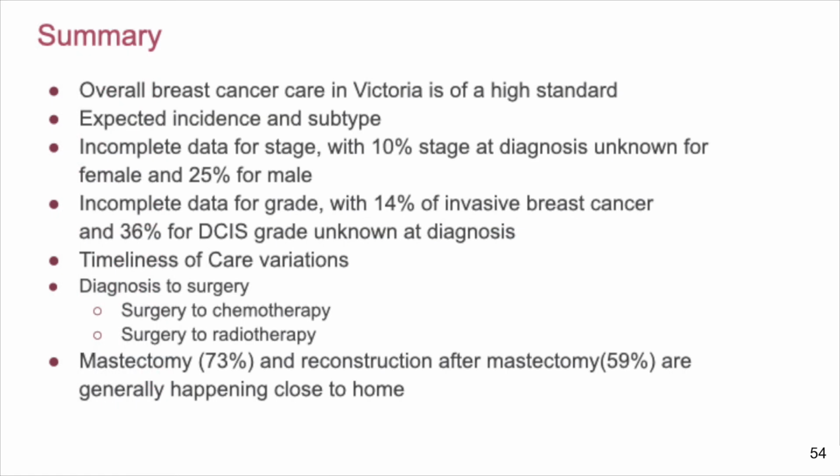So we're at the summary slides. I think we feel that the incidence data, the subtype data, is fairly consistent with what would be expected at a national level. I think the incomplete staging and incomplete grading is of concern, and there's been multiple comments in the chat about that. The timeliness of care variations between the various local and systemic therapies working to the optimal care pathway guidelines, and those times from diagnosis to surgery to drug therapy, surgery to radiotherapy, or chemotherapy to radiotherapy.